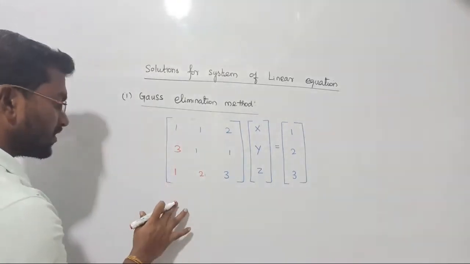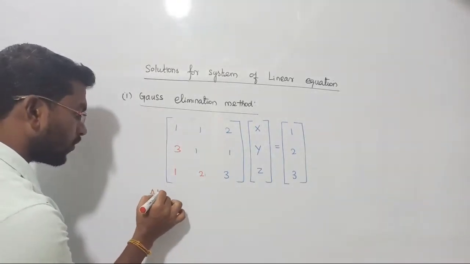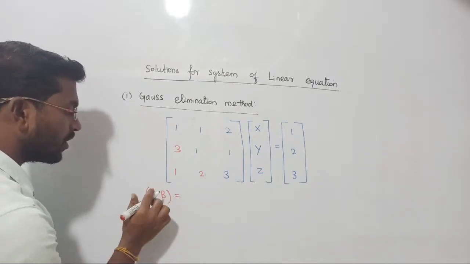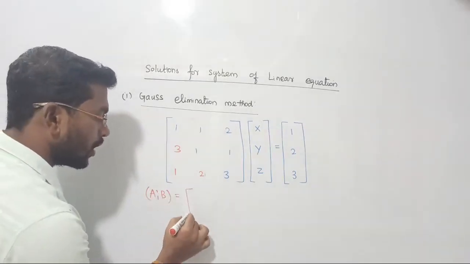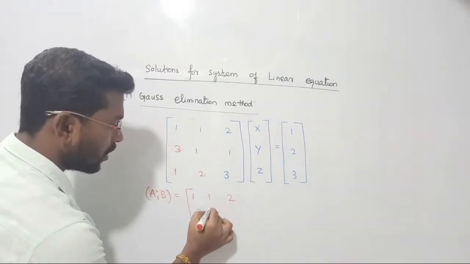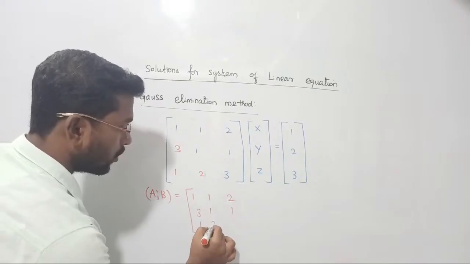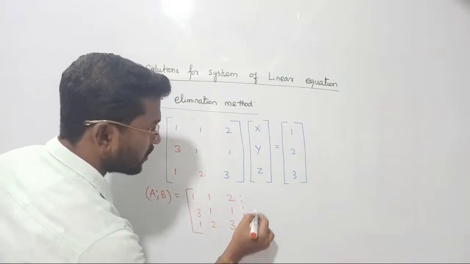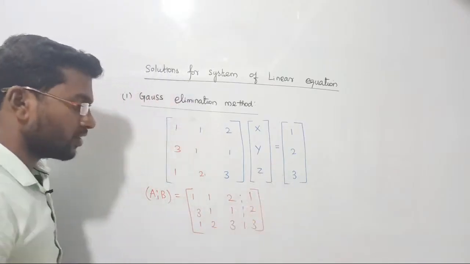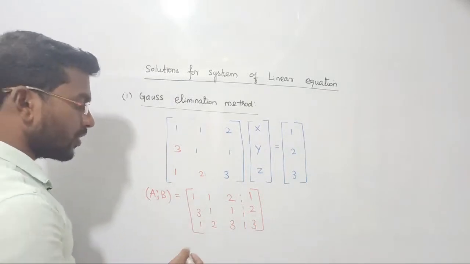So for that, first write your matrix in augmented form, A and B. Write it in that format, augmentation. That is called augmentation, and we all know how to write the augmented form. That is 1 1 2 and 3 1 1 and 1 2 3. With this we have to consider matrix B also, 1 2 3. Once you write this down, automatically now you can proceed.